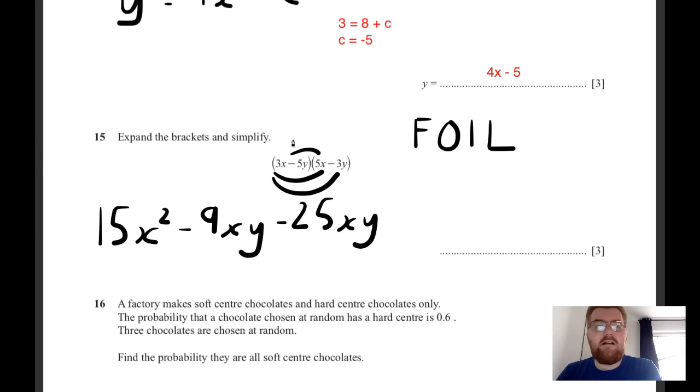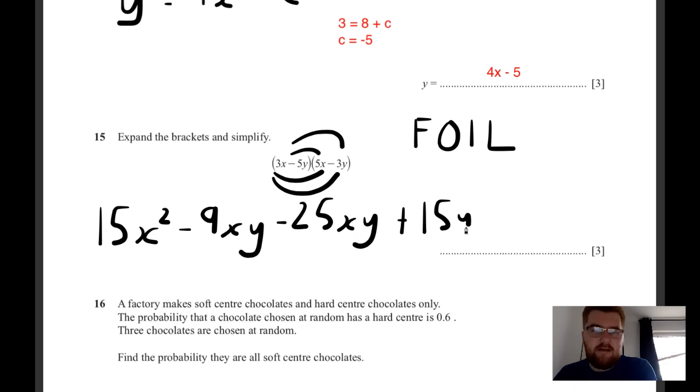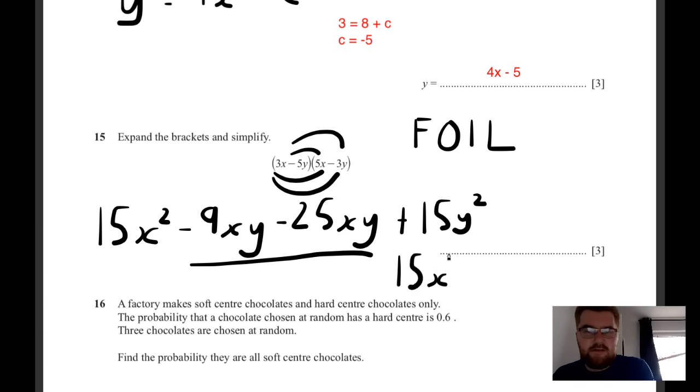And then finally, the last term, minus 5y times minus 3y. Well, minus 5 times minus 3 is plus 15, and y times y is y squared. So be careful of negatives. The only terms that we can collect together are those two middle terms. So the 15x squared stays the same. Minus 9xy minus 25xy, well, that's going to be minus 34xy.